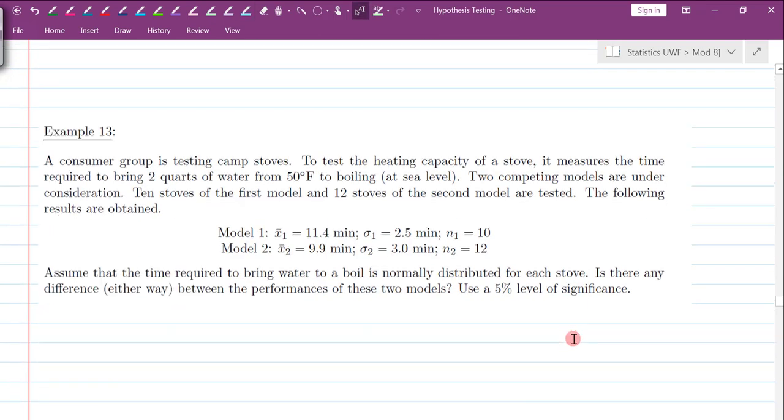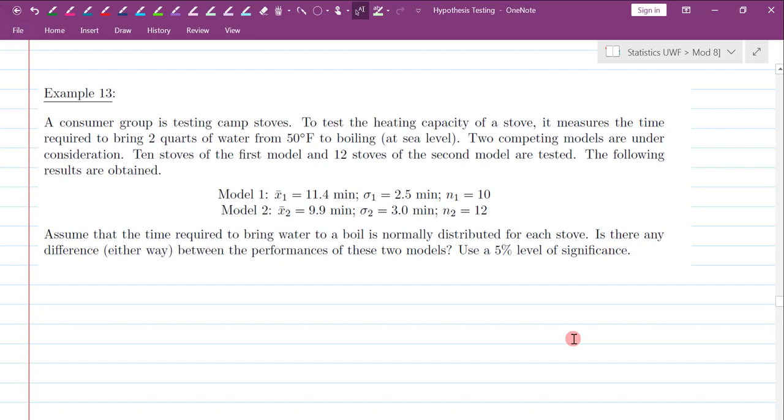So a consumer group is testing camp stoves. To test the heating capacity of the stove, it measures the time required to bring 2 quarts of water from 50 degrees Fahrenheit to boiling. So we have a study that we're doing, and we've got it defined. It's exactly 2 quarts of water. We're starting at this temperature. We're going to boiling at sea level. Okay, so we have an experiment that can be replicated, duplicated, repeated without any changes and consistently.